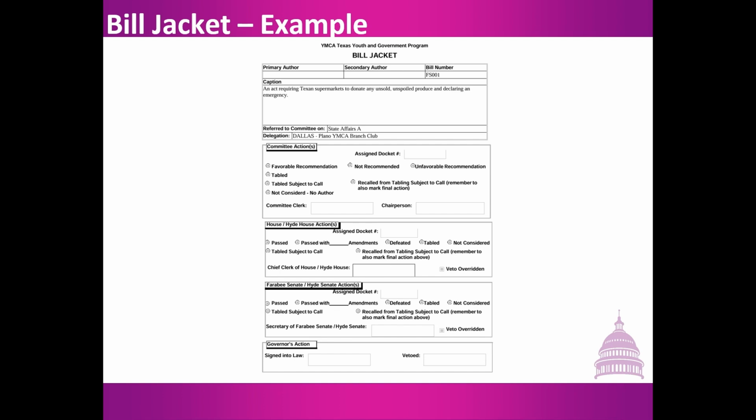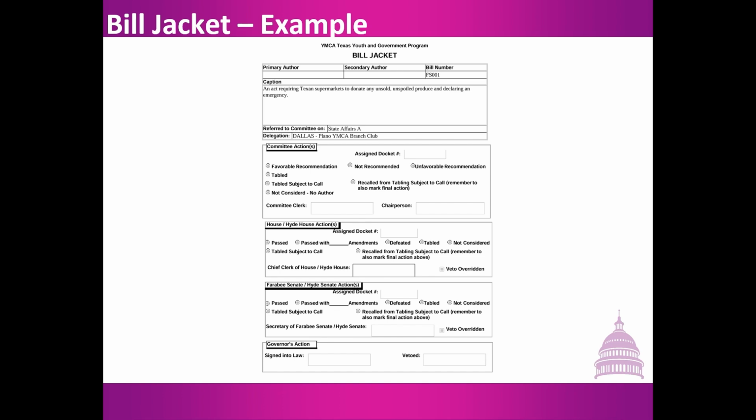The committee actions section is where the clerk will record what happened in committee. The assigned docket number is the order in which the bills are heard. The first bill heard will be assigned docket number 1. Favorable recommendation means the motion for favorable recommendation passed and the bill is eligible for consideration in the House or Senate and is being sent with the committee's position being that it should be enacted into law. Check the box next to favorable recommendation if the motion passed.